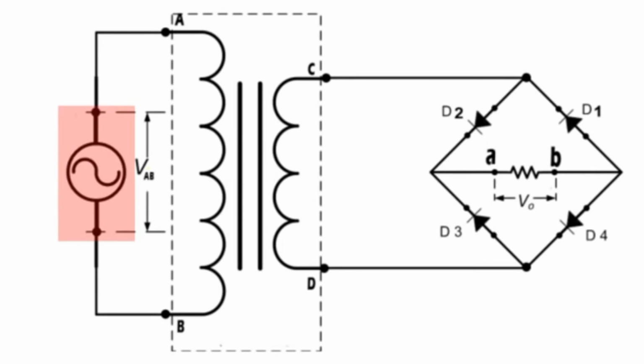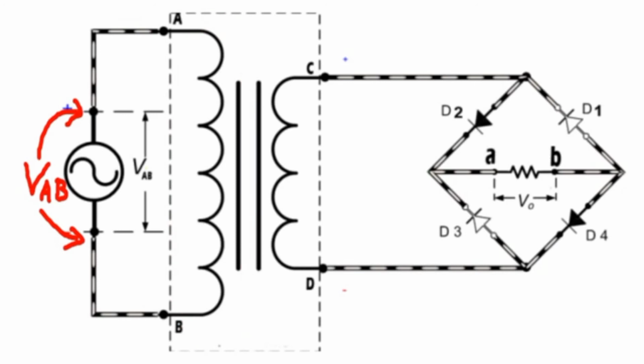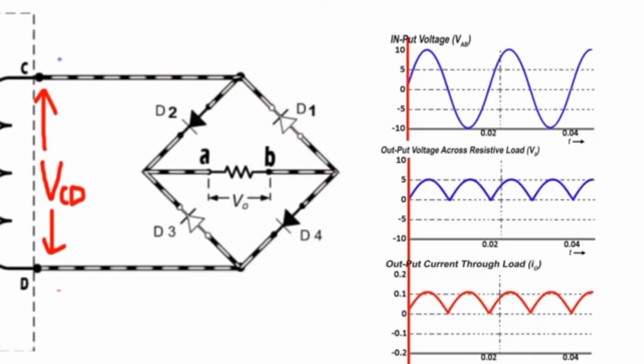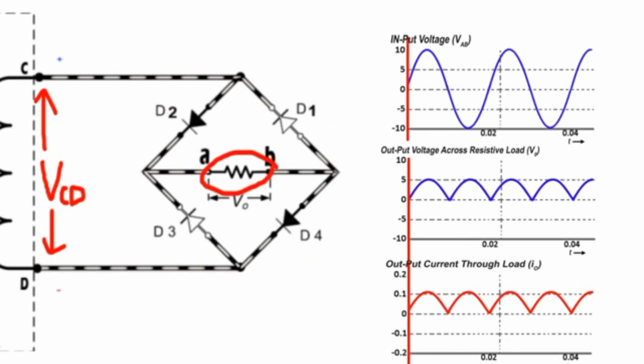When the AC supply is switched on, the alternating voltage VAB appears across the primary winding of the transformer. This high voltage VAB is reduced at the secondary winding to a level suitable for the diodes and the load, and let's represent the voltage at the terminals of the secondary winding by VCD. When this alternating voltage VCD is applied across the bridge configuration and the DC load, then what will happen?